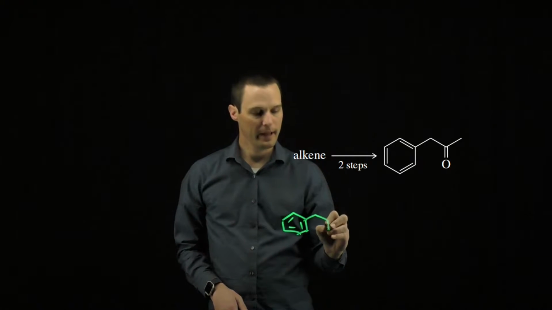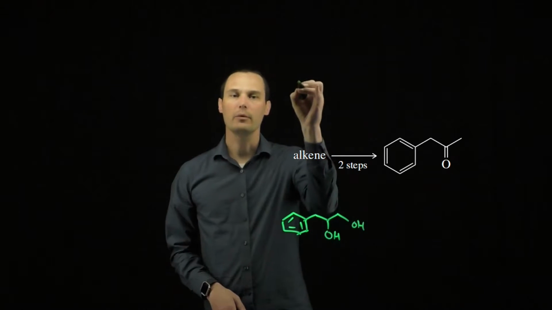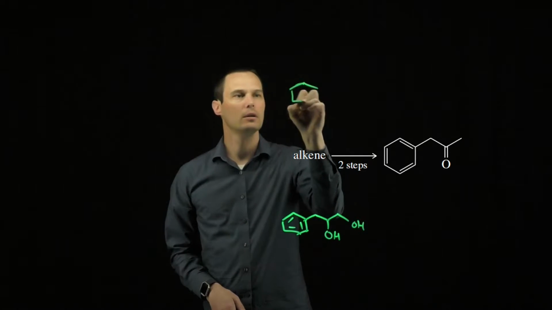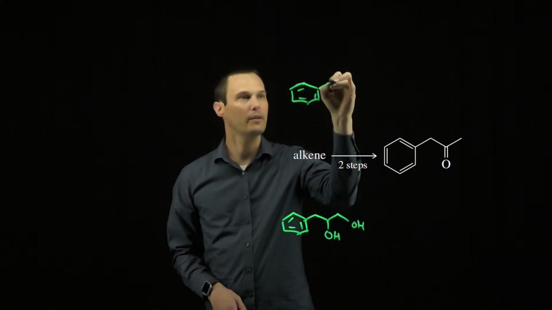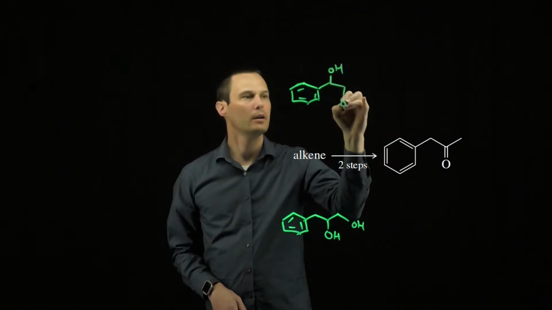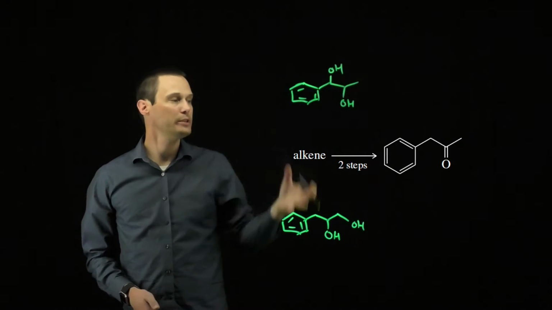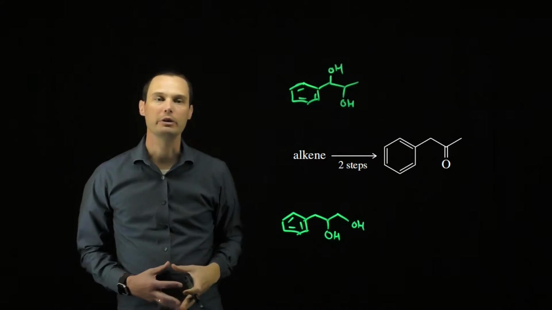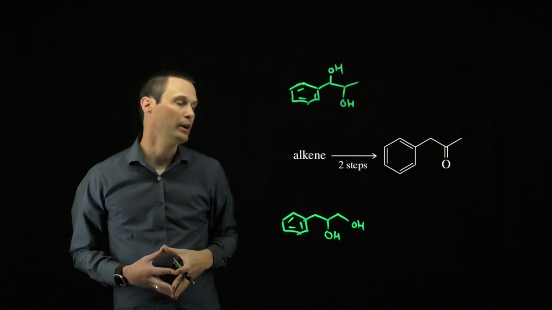One of them would have an alcohol here and an alcohol here, and the other one would have the alcohol on the other side of the ketone. So we could have an alcohol here and here. These two possible diols could potentially undergo a pinacol rearrangement, perhaps to form this ketone. Let's take a look and decide which one is going to be the correct one.